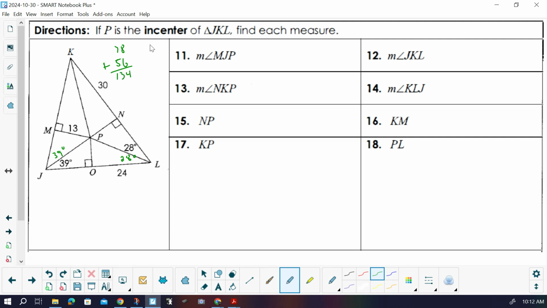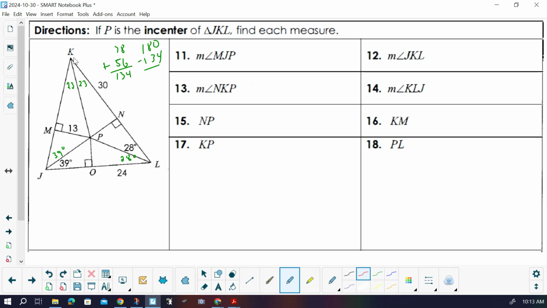And that's what I'm going to subtract from 180 to find this big angle right here at the top. 180 minus 134 is 46. So this big angle is 46, which means each of these would be 23. I just want to do that before I move on to the sides, because I think it'll make it easier for me.